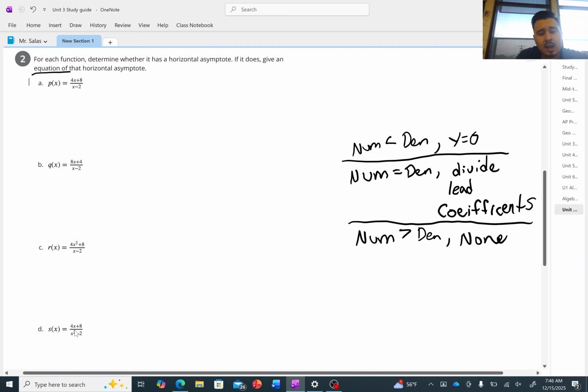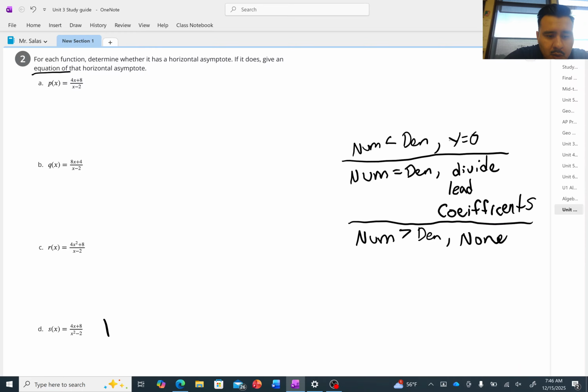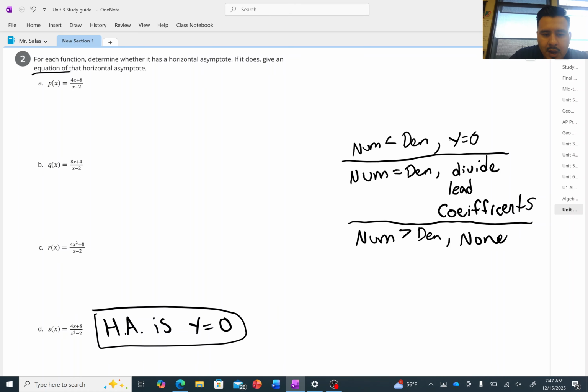And then 4x over x squared, the denominator has a higher power. The power is 2. So that means our horizontal asymptote will be at y equals 0. So for D, we can say the horizontal asymptote is y equals 0. Boom. And that's what they mean by wanting it written as an equation. So that y equals 0, that's your equation, okay?